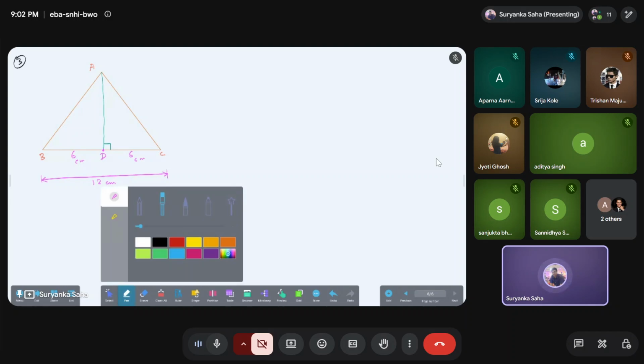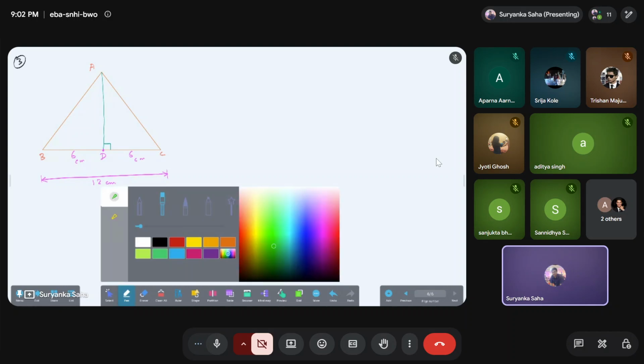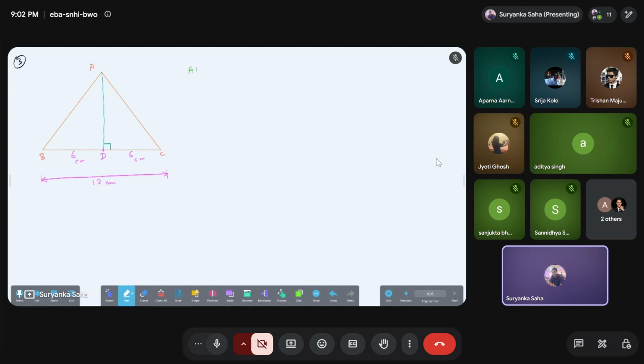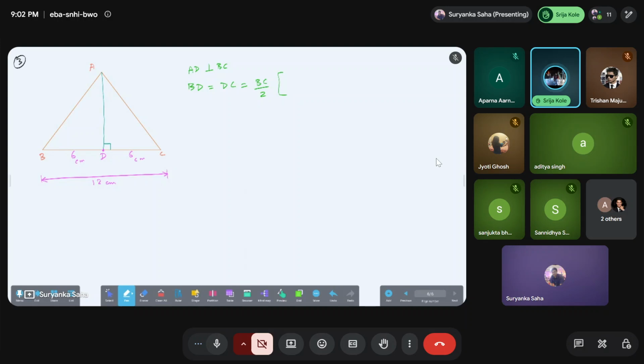So we will write AD perpendicular to BC and then BD equal to DC equal to BC by 2. Yes, tell me. আনসার কি 24 বেরিয়েছে? Answer কিসের answer? AD? মানে এরিয়া। Area no, it is not 24, it is 48.